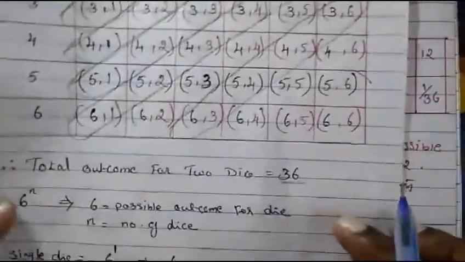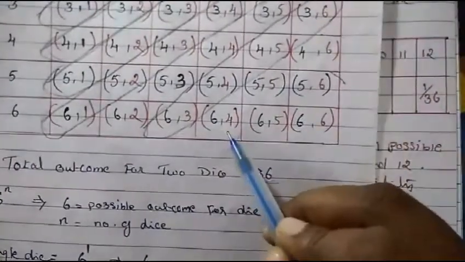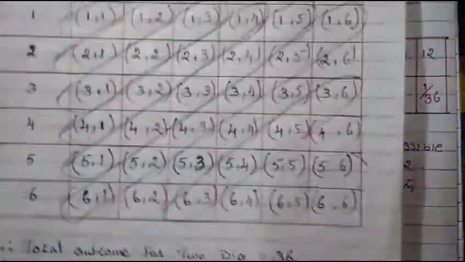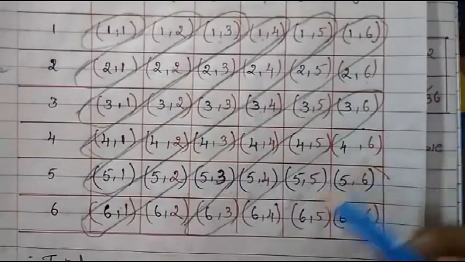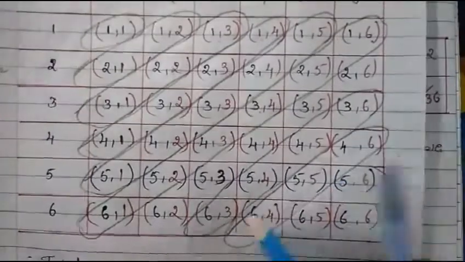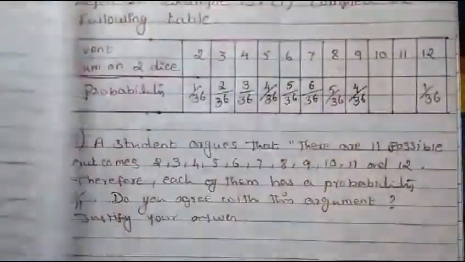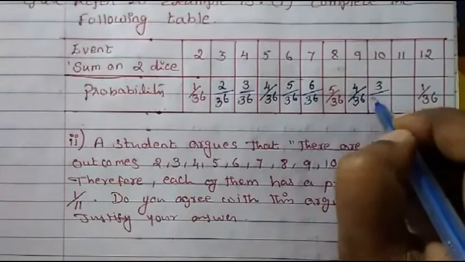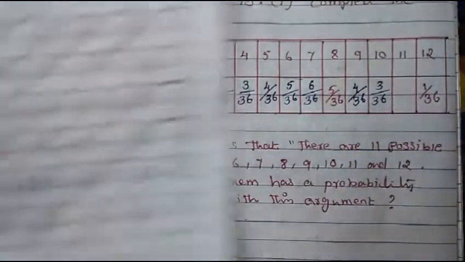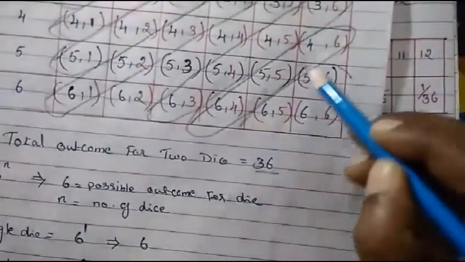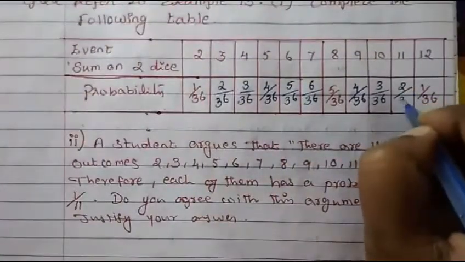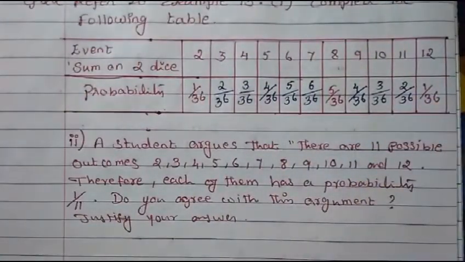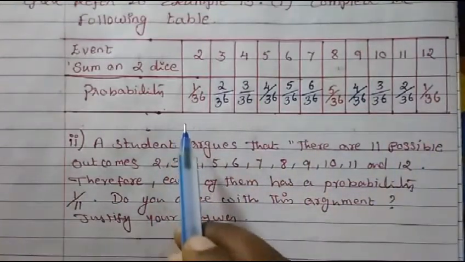Now for 10. For 10 you have 6 plus 4 is 10, 5 plus 5 is 10, 4 plus 6 is 10. So 1, 2, 3 outcomes we have. So 3, and total outcomes are 36. Now for 11, you have these 2: 6 plus 5 is 11, 5 plus 6 is 11. So 2 out of 36 total possible outcomes. So the table is complete now.